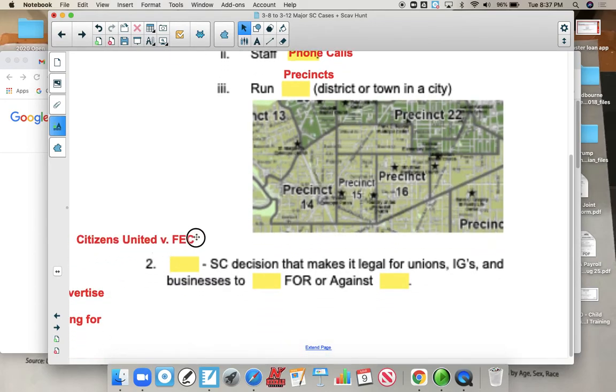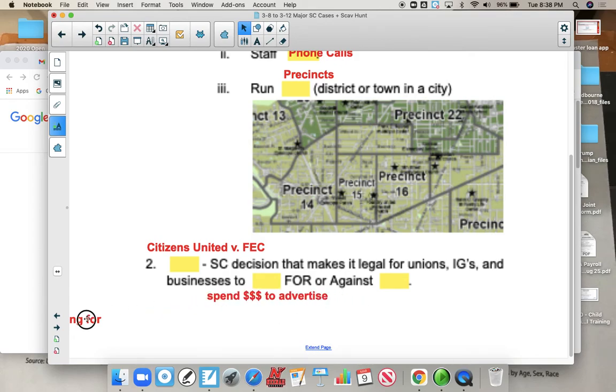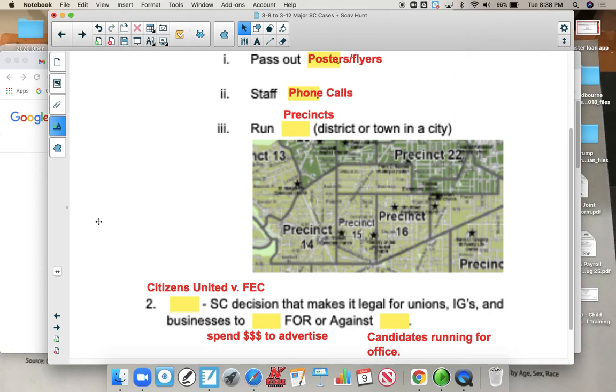For our last point in campaign assistance, I want you to look at Citizens United versus the FEC. This was a major Supreme Court decision that makes it legal or allowable for unions, interest groups, and businesses to advertise and spend money for or against candidates who are running for office. So this is where we would see this court case allows people to put ads against Donald Trump, but also for him. Okay, same with Biden.